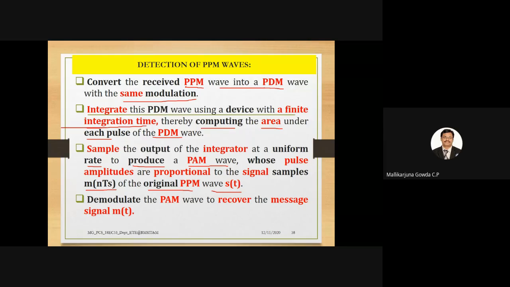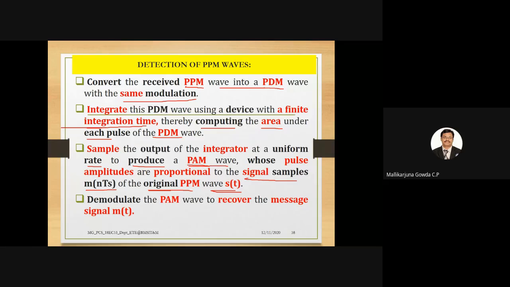So I repeat once again. To detect the PPM wave, first we convert the received PPM wave into a PWM wave. Then we integrate this PWM wave using a device with finite integration time, so that we can compute the area under each pulse of the PWM wave. Then we sample the output of that integrator at a uniform rate to get back the PAM wave, and the pulse amplitude will be proportional to the signal samples m(nTs) of the original wave s(t). So this is one way.